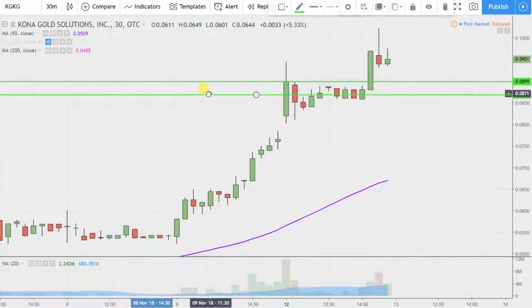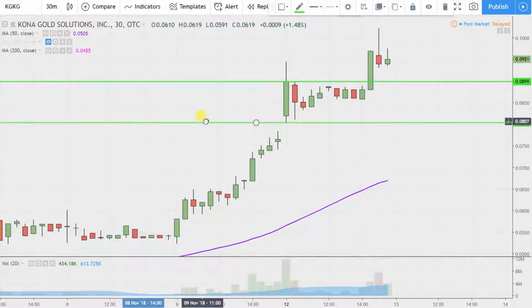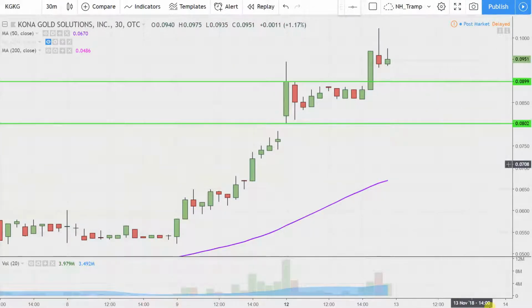Next level of support after that, right down there at 8 cents. So 9 cents and then 8 cents, two of the near-term levels of support.